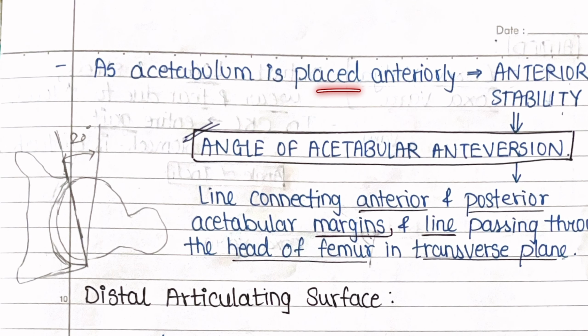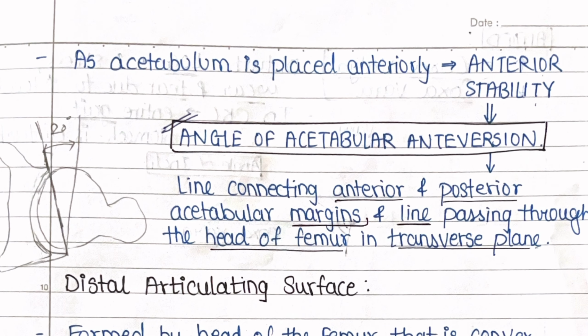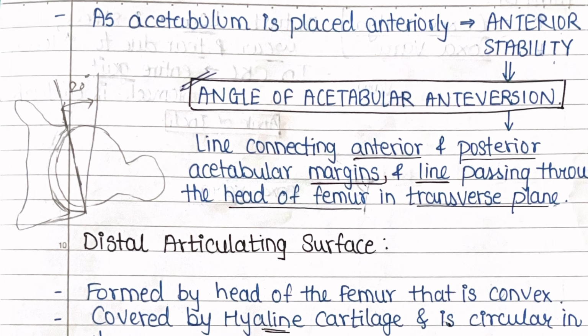Acetabulum is placed anteriorly, there is anterior stability. As we know that acetabulum is placed a little anteriorly. You can see this in your atlases as well as in the bones. So if this is your body, then acetabulum lies a little anteriorly, so it causes anterior stability. So this is known as angle of acetabular anteversion. So anterior stability causes anteversion, as I mentioned previously.